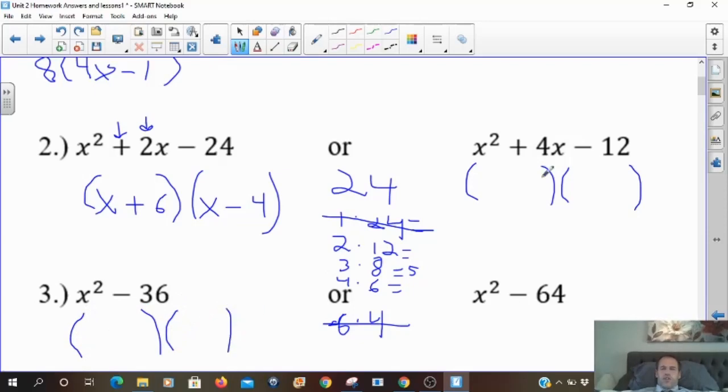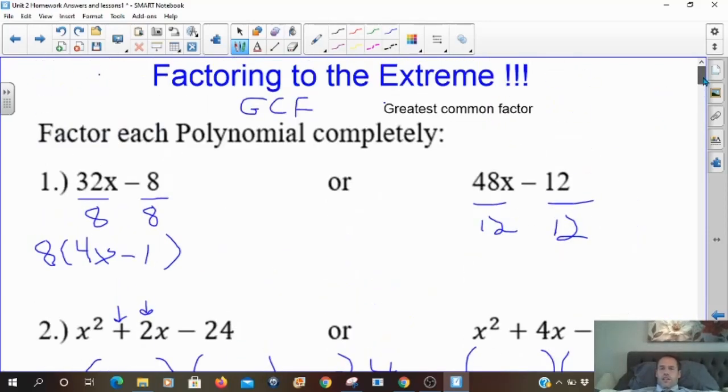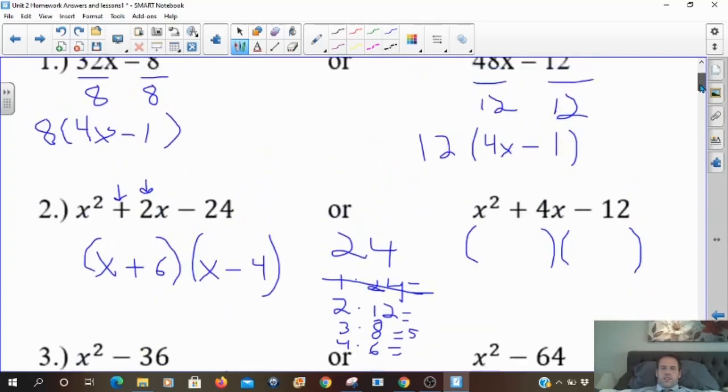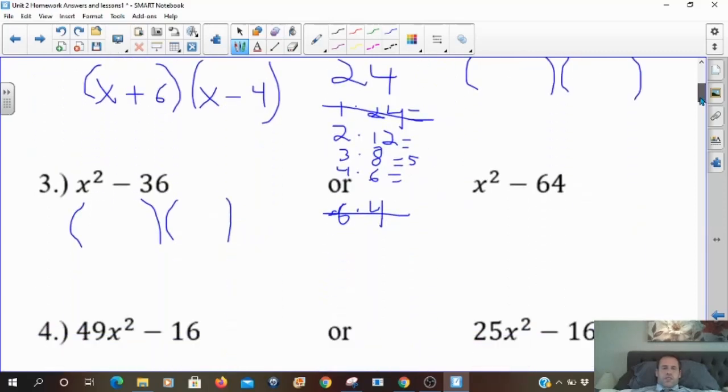So before we do question 3, I actually wanted to look at that first one again. I didn't really finish it, did I? So we pull out a 12, 48 divided by 12, I think, is 4. Ooh, it's got a similar factor. Look at that. 4x, and then 12, and then minus, and then 12 divided by 12 is 1. Nice. There we go. So look for that answer in there.